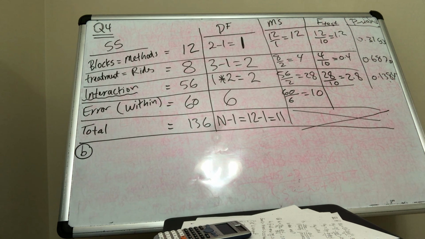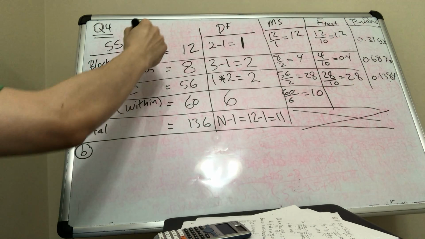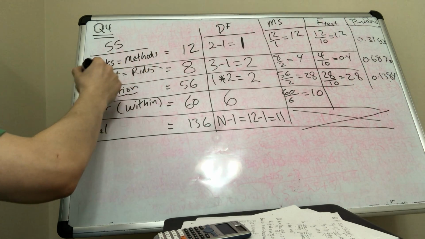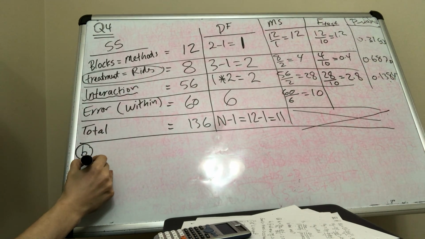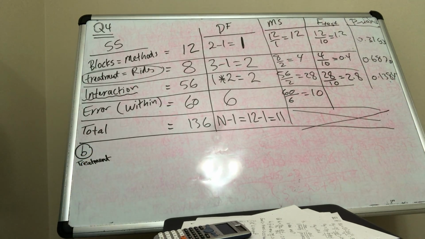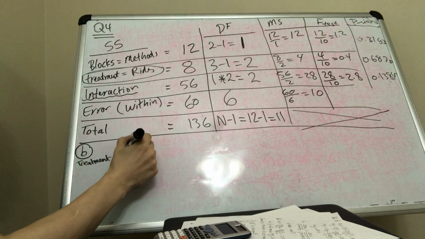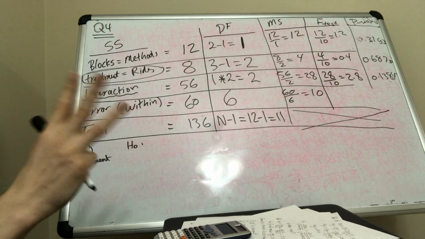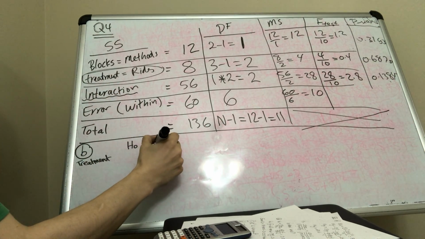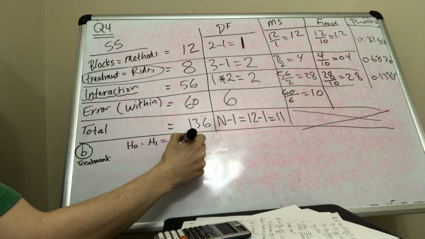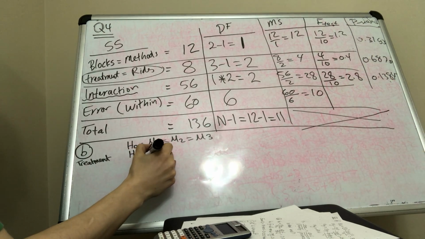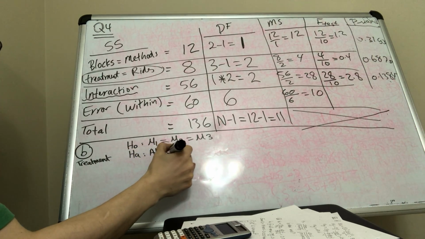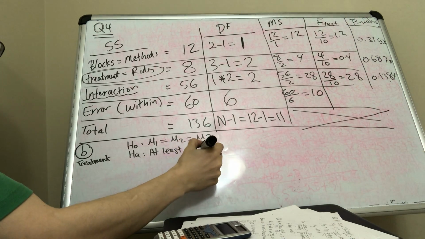Test for difference in waiting time based on the ride. And you see, ride is treatment. So B, we have to do as treatment. And since there are 3 rides, H0: mu1 equals mu2 equals mu3, HA: at least one is different.